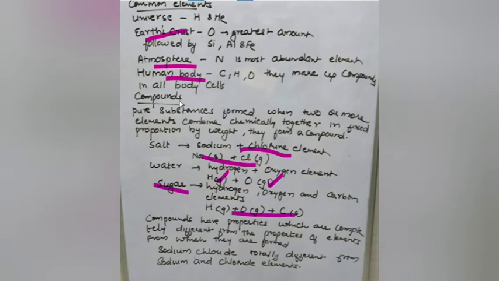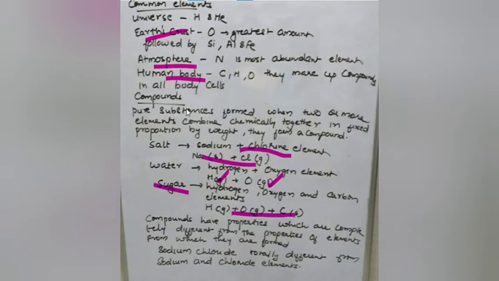Then about the compounds. Compounds are also pure substances, like elements, but they are formed as a combination of two elements, which when combined together in a fixed proportion form the compound. We have given the examples. What are the examples used? The salt, water and sugar are the examples we have taken.